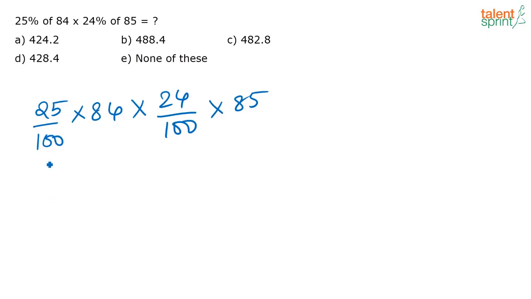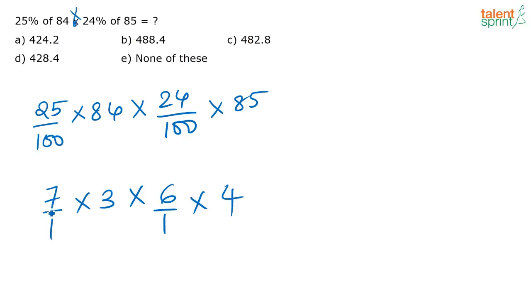What is 25? Digital root of 25 is 7. Digital root of 100 is 1. Digital root of 84, 8 plus 4 is 12, 1 plus 2 is 3. Digital root of 24, 4 plus 2 is 6 by 1 into 85. Again, 8 plus 5 is 13, 1 plus 3 is 4. Now you have 7 into 3.